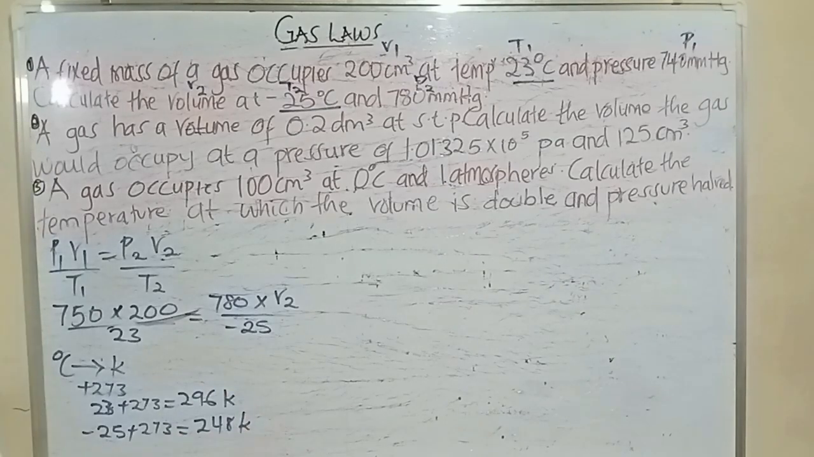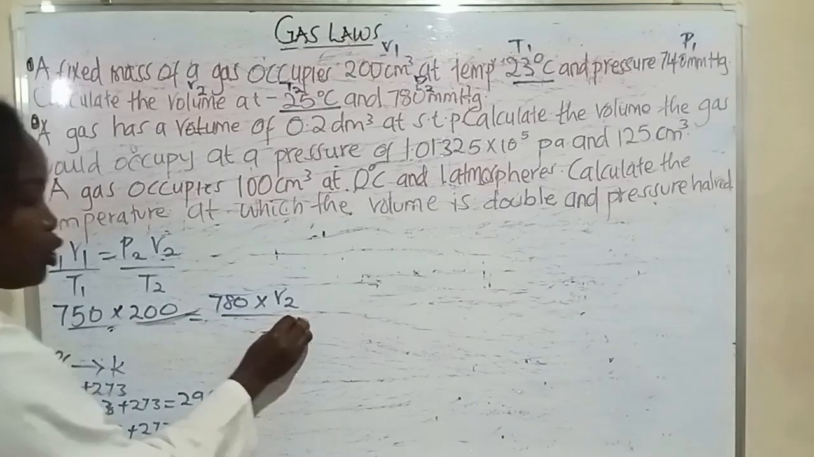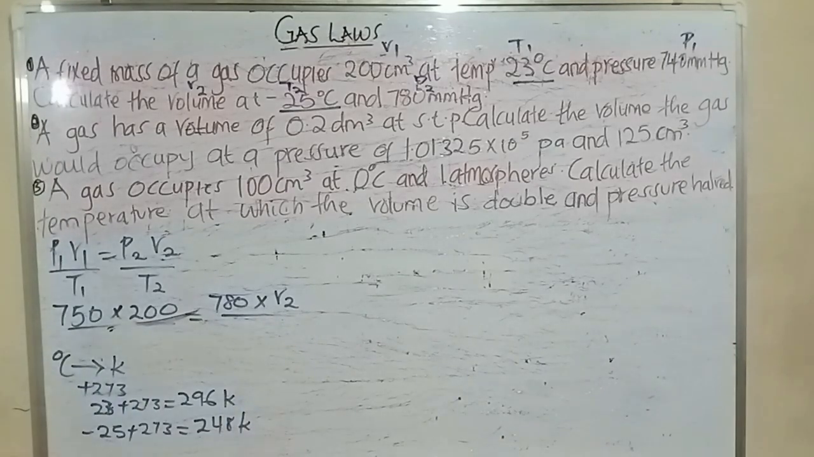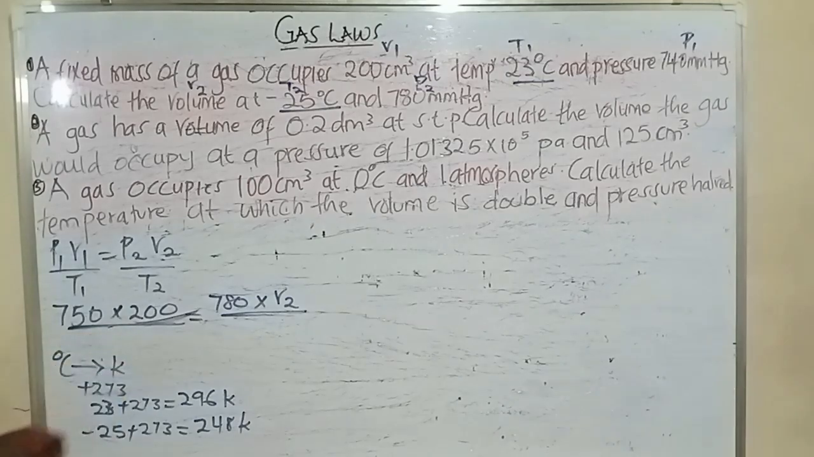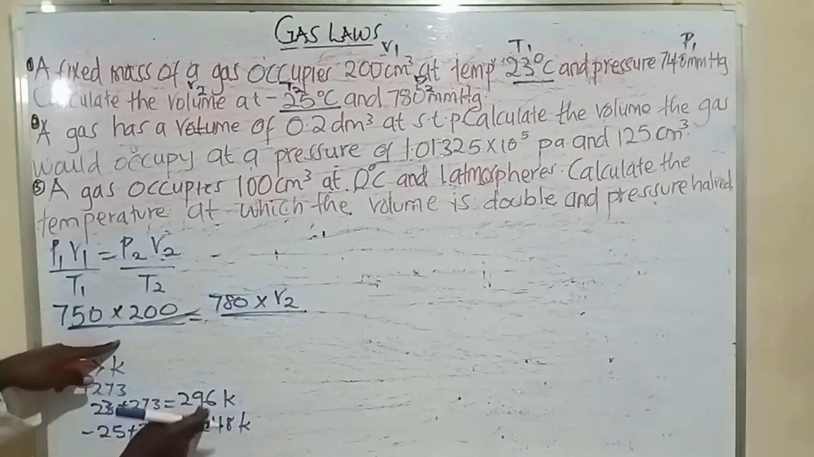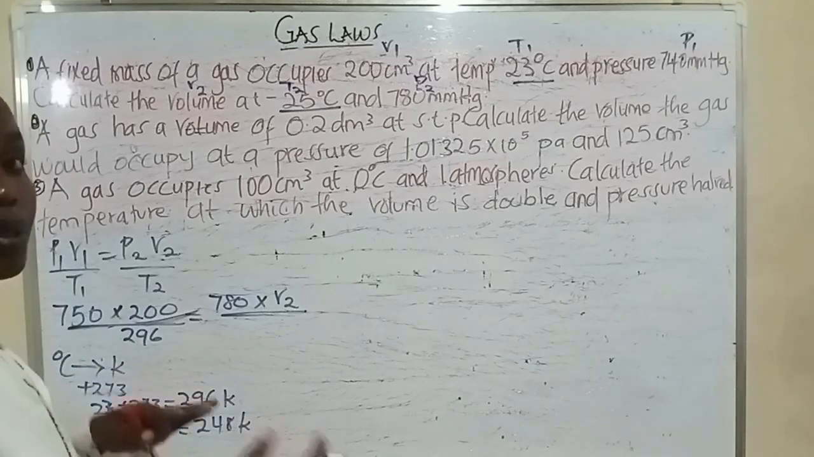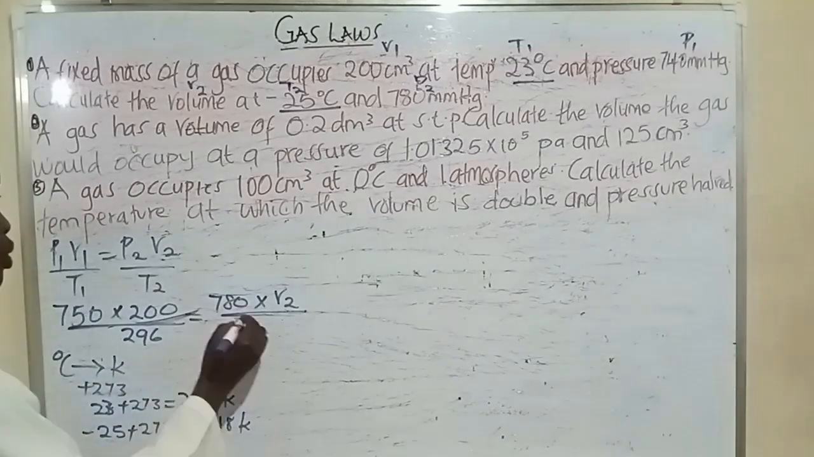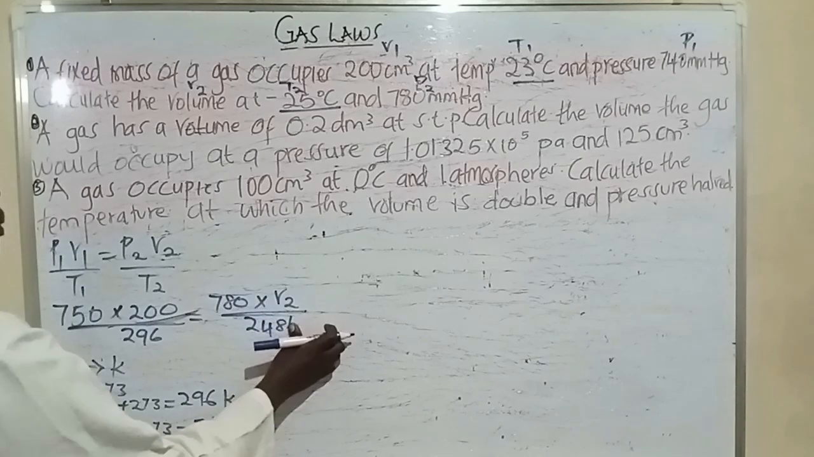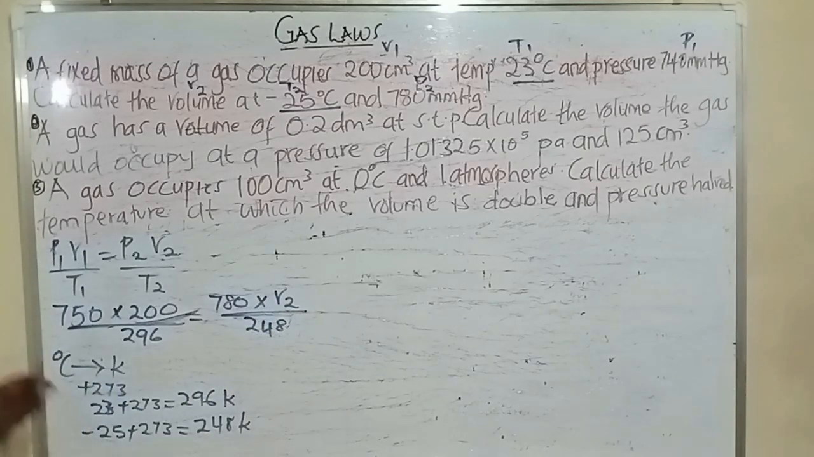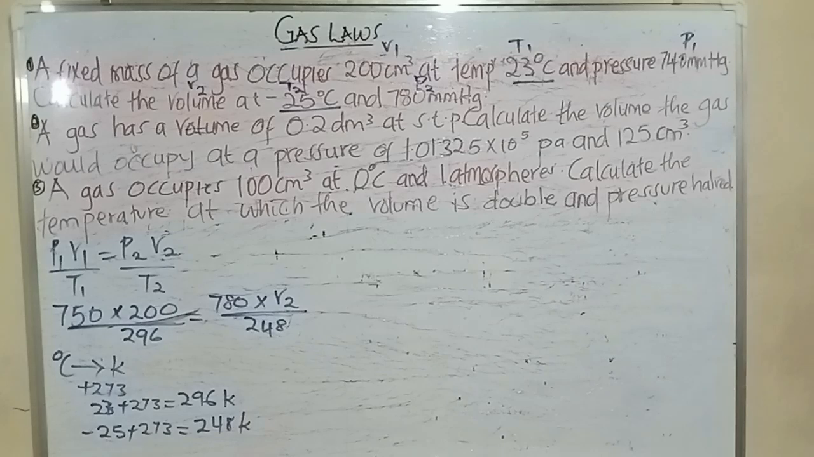We are going to replace and rewrite the whole equation in a manner that we can start working it out. It's going to be P1 V1 over T1, which is 296 after you have converted, you have to convert your degrees to Kelvin before we proceed, equal to P2 V2 over 248 Kelvin. So let us work out our V2.